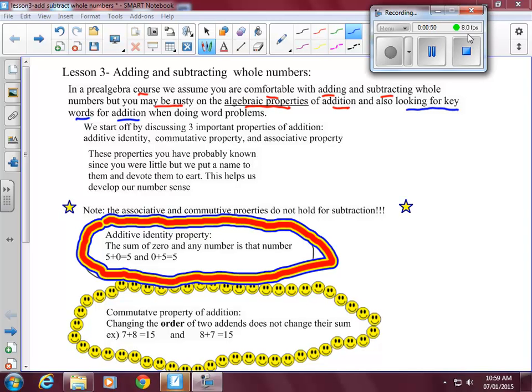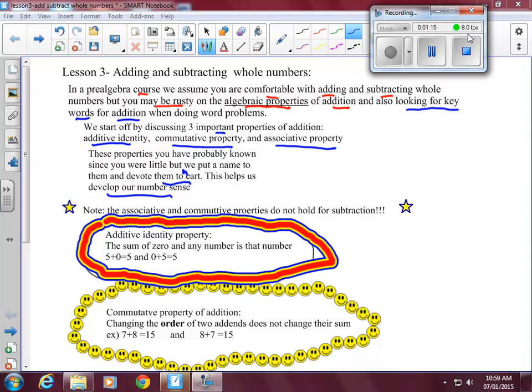So we start off by discussing 3 important properties of addition: the additive identity, the commutative property, and the associative property of addition. These properties you have probably known since you were little, but like I said, we're going to put a name to them and commit them to heart. Typo there, that should have said heart. This helps us develop our number sense.